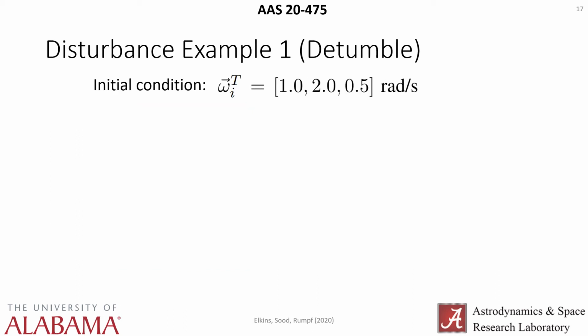And so the first disturbance example was a detumble scenario, and we picked this to be kind of like a deployment or a small sat coming out of a safe mode, where it's acquired some angular momentum in the time that it was in the safe mode with zero control. The initial condition is an initial body-fixed angular velocity of 1 radian per second, 2 radians per second, and 5.5 radians per second.